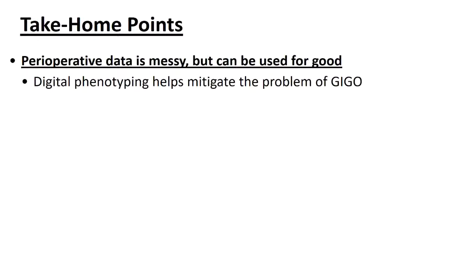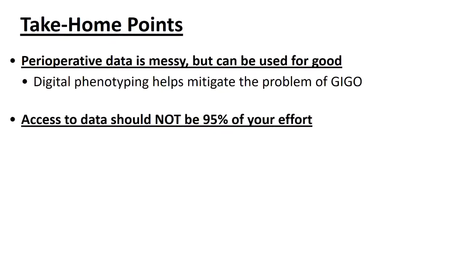So take-home points, two. The first one is that we all know that electronic health data is messy, but if handled in the right way, it can be used to solve really interesting questions. This idea of digital phenotyping, I think, helps mitigate the problem of garbage in, garbage out. If you can create better labels for your data through synthesizing multiple data streams in a way that creates a higher level inference, that's a much better way to go about studying a research problem.